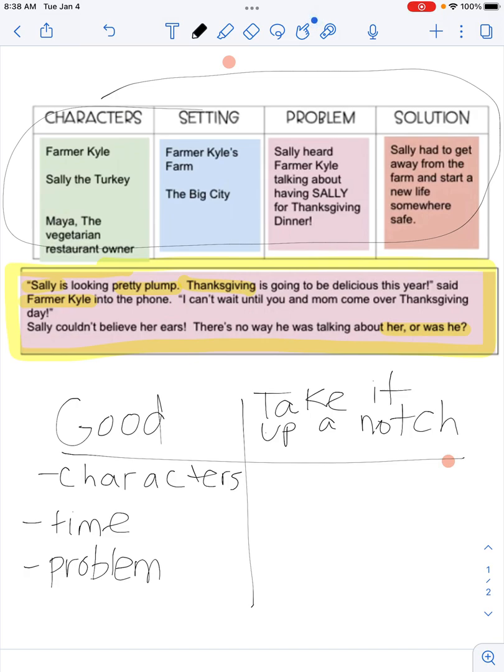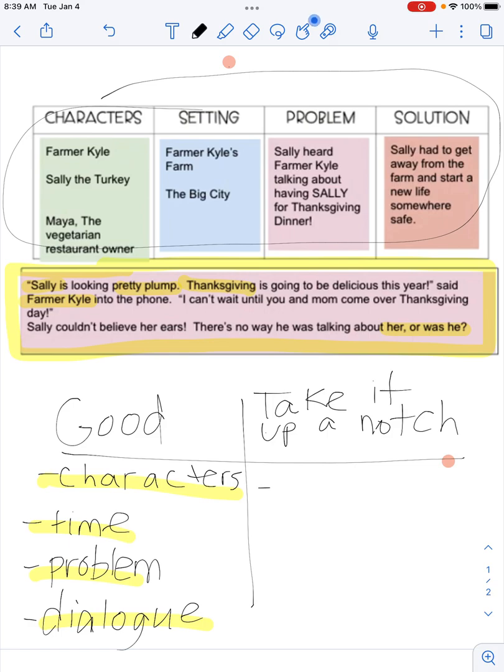This time we're going to step it up a notch. So in this column over here, I have "take it up a notch." These are things that I want you to include in addition. Oops, I forgot to put one more for good. I like that she used dialogue, which is when someone's talking. So I'll put dialogue. That was also good. So here's what I want you to include when you are doing your gingerbread writing today. Obviously, you should still include the characters, the time, the problem, and some dialogue.